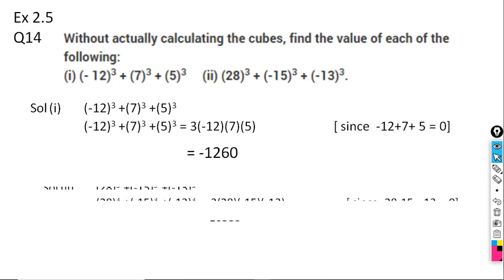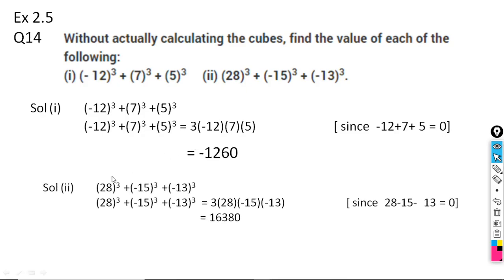Let us try the second problem. In this problem, we have 28 cube plus minus 15 cube plus minus 13 cube. Let us verify the condition first: is a plus b plus c equal to 0 or not? Here a is 28, b is minus 15, c is minus 13. By finding their sum, we get 0.